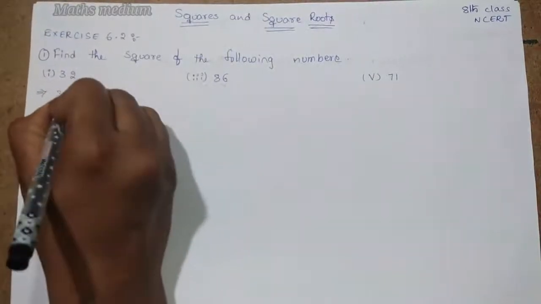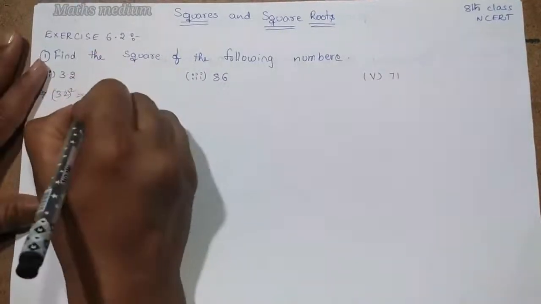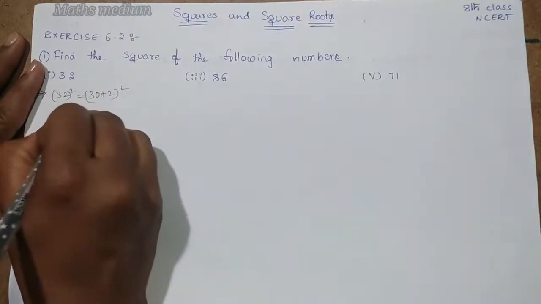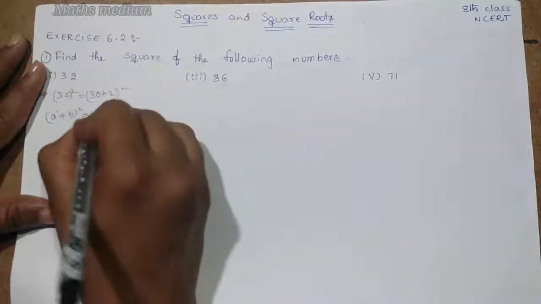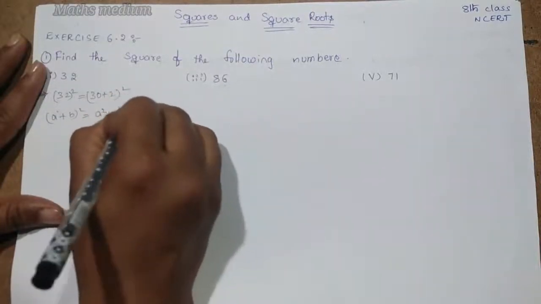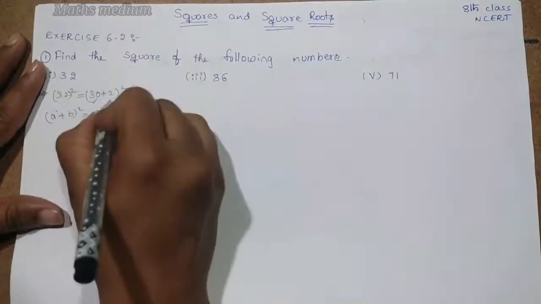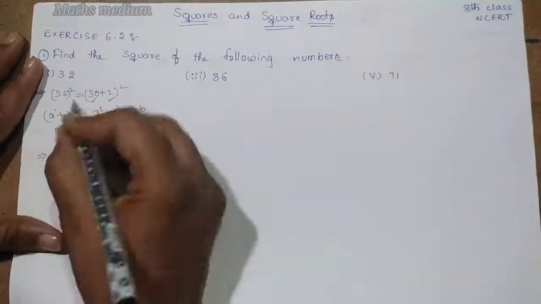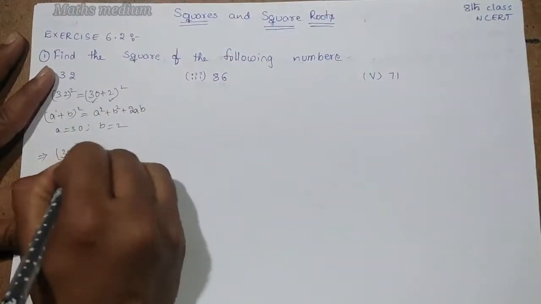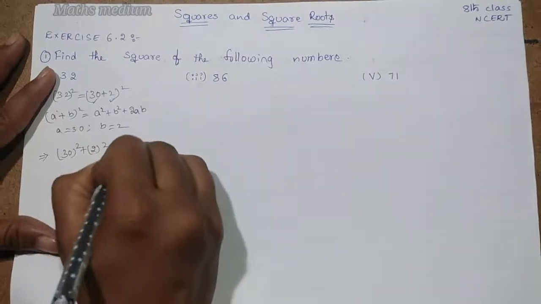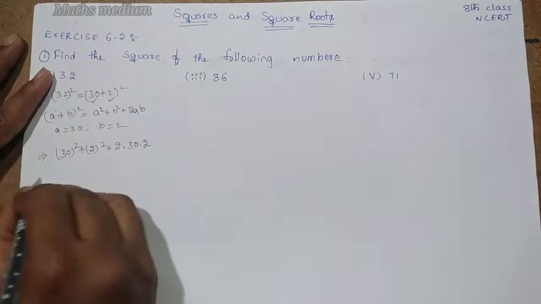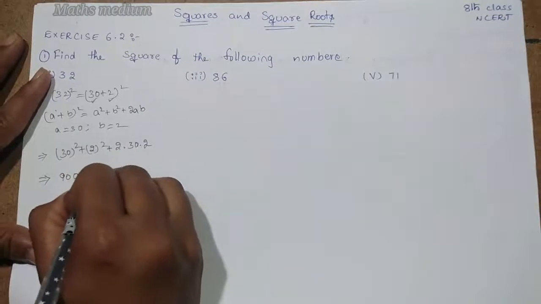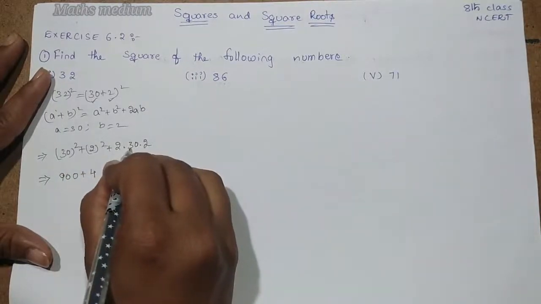32 square. It means we can write it as 30 plus 2 whole square. This is in the form of (a plus b) whole square. What is the formula of (a plus b) whole square? a square plus b square plus 2ab. Here a is 30 and b is 2. Now substitute each value. 30 whole square plus 2 whole square plus 2 into 30 into 2. Now 30 square means 900, plus 2 2s are 4, plus 2 3s are 6.